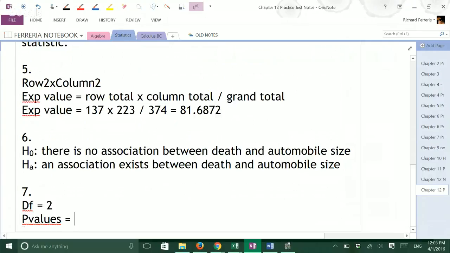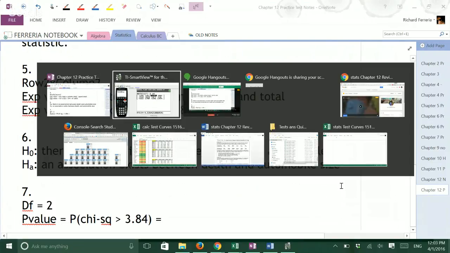Okay, so we're going to start with 3.84. Oh, these are all in order, right? So start with the smallest one. And that's going to be the probability that chi-square is greater than, what's our number here? 3.84? Yeah, degree of freedom 2. So let's figure that out now.